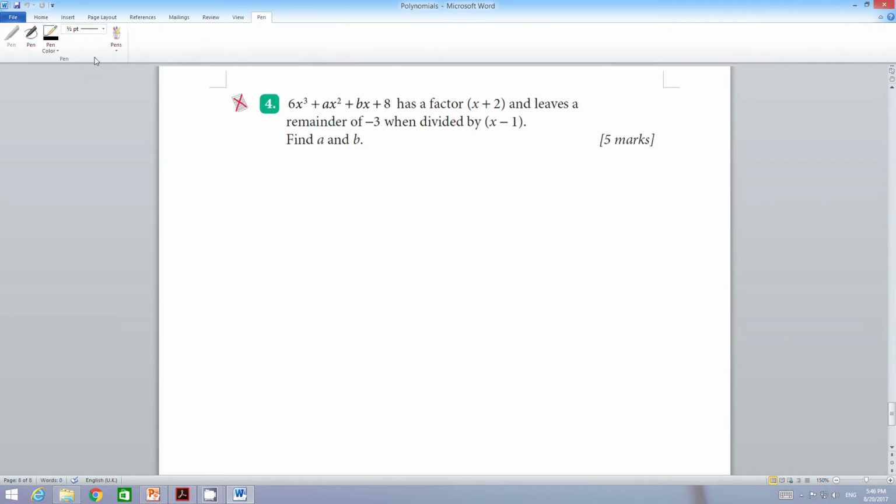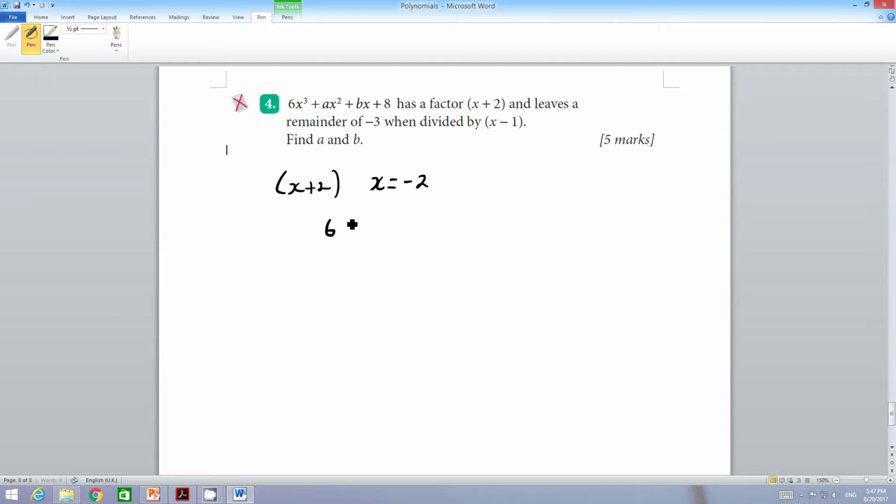For the following question, we're going to require both the factor and the remainder theorem. We notice that it's a non-calculator style question, so we will have to do it by hand. They tell us that this polynomial expression has a factor of x plus 2. So if we know that x plus 2 is a factor, then we make x the subject. In this case, x is equal to negative 2. If I plug negative 2 in for the value of x, then this expression should be equal to 0.